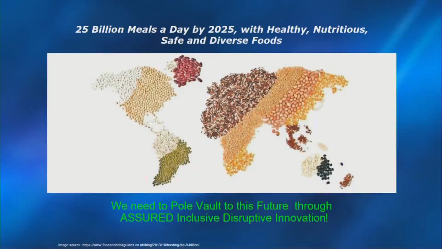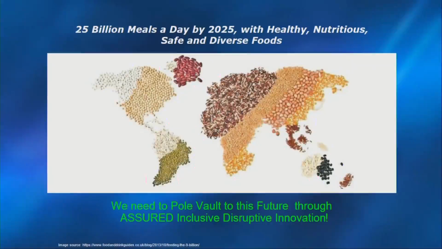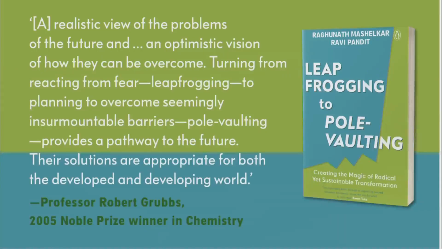One of the SDGs is about, of course, food for all, but not just food, but healthy, nutritious, safe, and diverse foods. How can we have a dream of 20 billion meals a day by 2025? Looks too tall, isn't it? No, but we need to pole vault to this future through assured, inclusive, disruptive innovation. That's the only way. Otherwise, you can't achieve it.